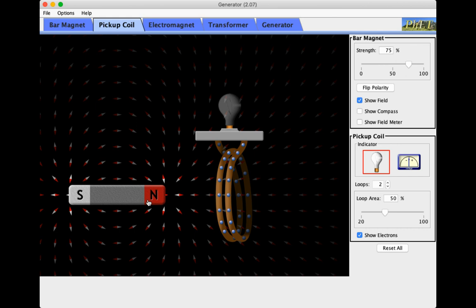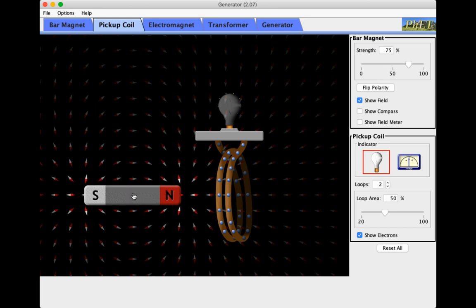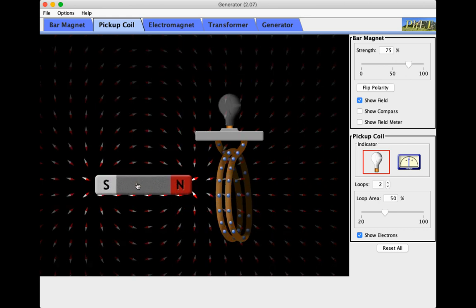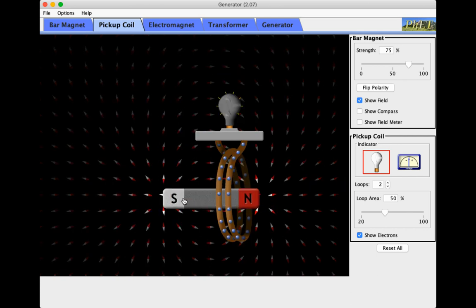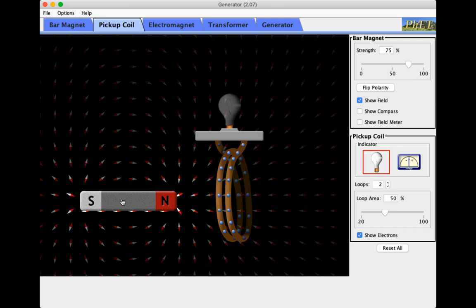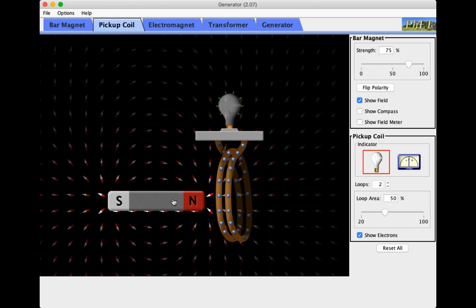And so one thing we want to see is that these little dots represent electrons inside of the coil of wire. And we want to see what happens when we move a permanent magnet past or inside of a coil of wire. So you can see as I move it to the right and as I move it to the left, you should see that electrons are moving. Now I want you to pay close attention and see what happens when I move it to the right versus what happens when I move it to the left.